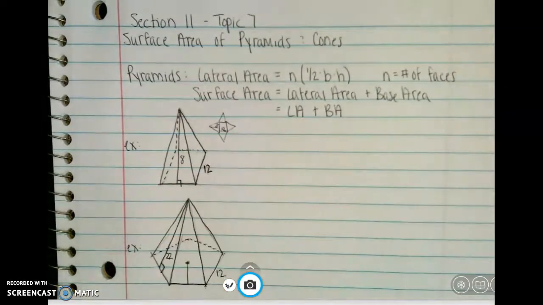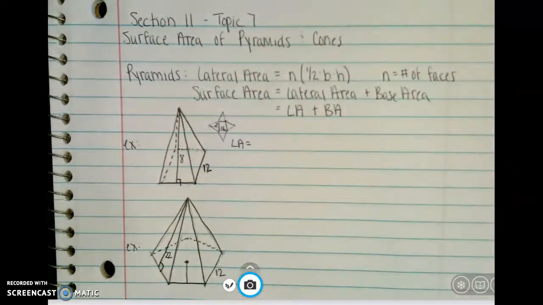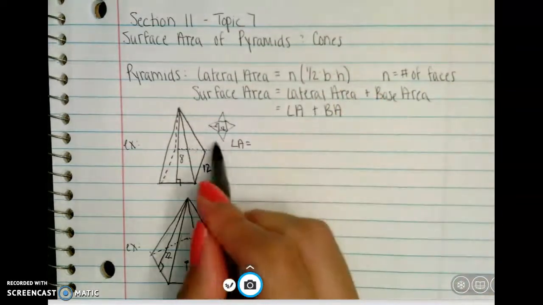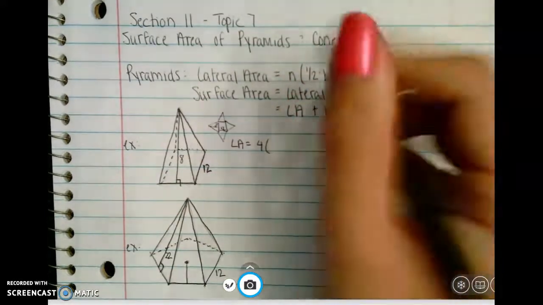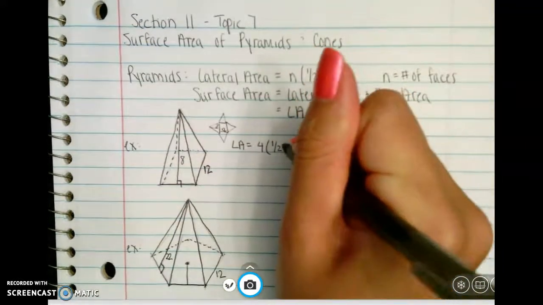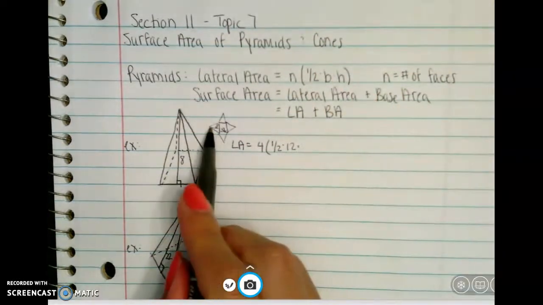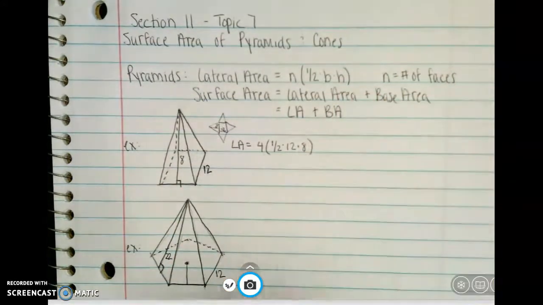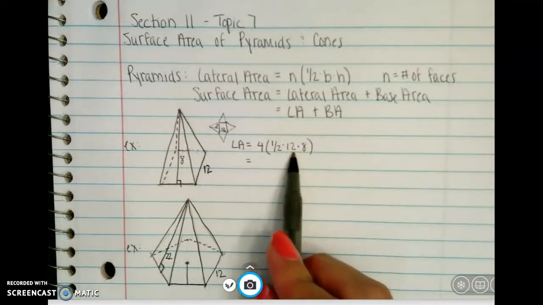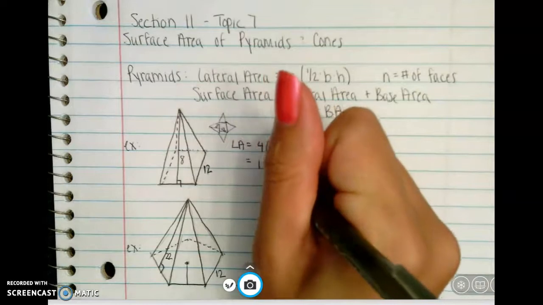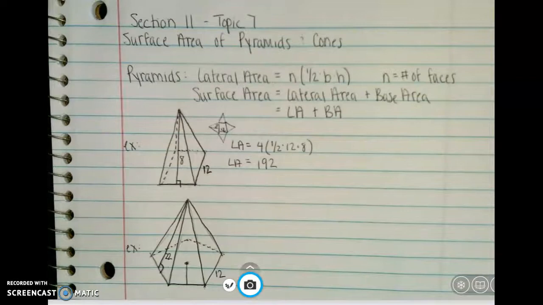So first we're going to calculate lateral area. Lateral area is going to be the number of faces, which is 4, times half, the base of those triangles is each 12, times the height of each triangle is 8. So when we're calculating lateral area, we're doing 4 times half times 12 times 8, and that would be 192. So the lateral area is 192.